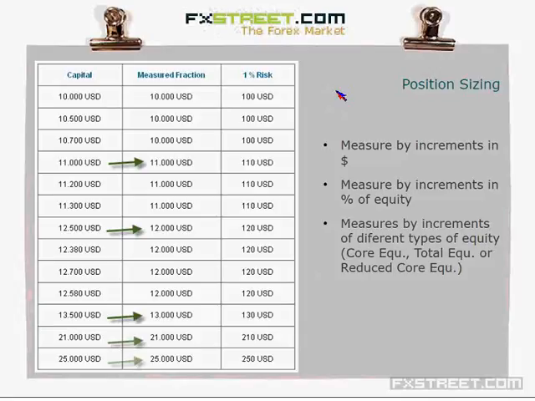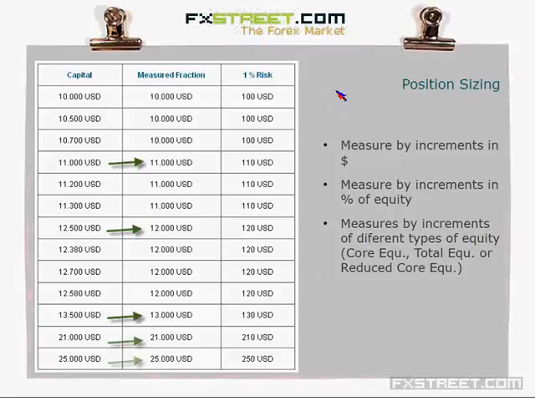You can define it through the core equity, total equity, or reduced core equity. Different definitions of how equity can be defined. Basically, the table that we see here on the left side increases the lot size, or recalculates the position size, each time the account grows by $1,000. Each $1,000 it's recalculated.